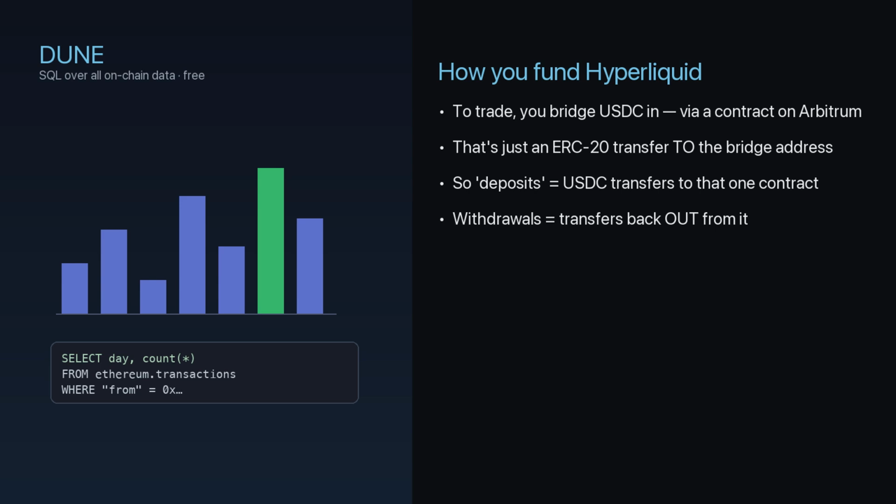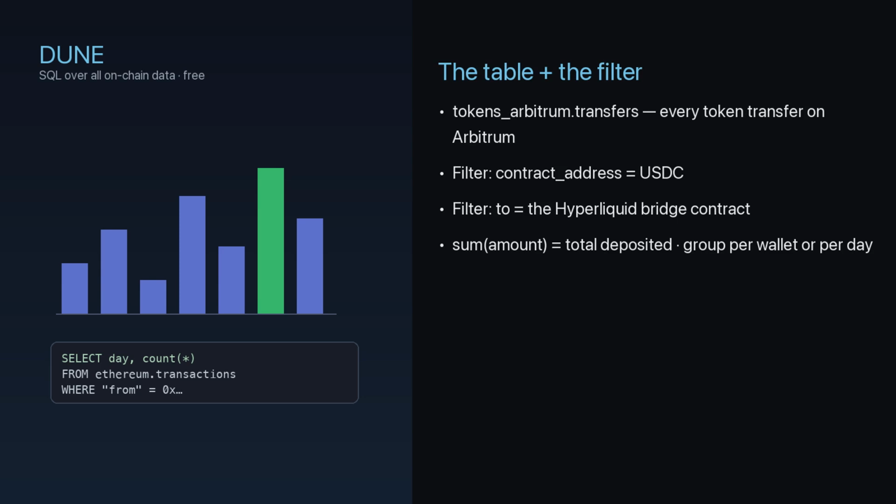That's the whole trick. Dune has a clean table called tokens.arbitrum.transfers. One row for every token transfer on Arbitrum. We filter it down 2 ways. Contract address equals USDC, so we only look at USDC, and the destination equals the Hyperliquid bridge contract, so we only keep deposits. Then we just sum the amounts, group by wallet, and you get top depositors, group by day, and you get daily flow. Same table, 3 views. Let's write the first.